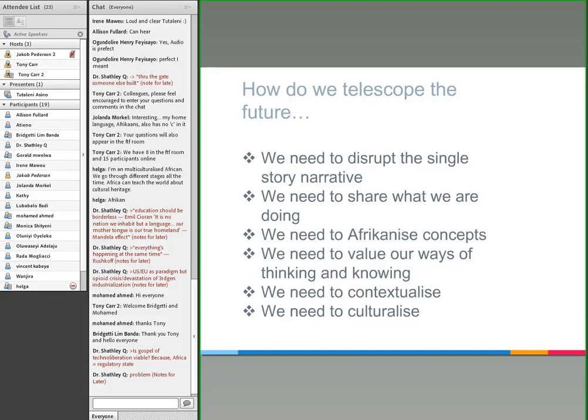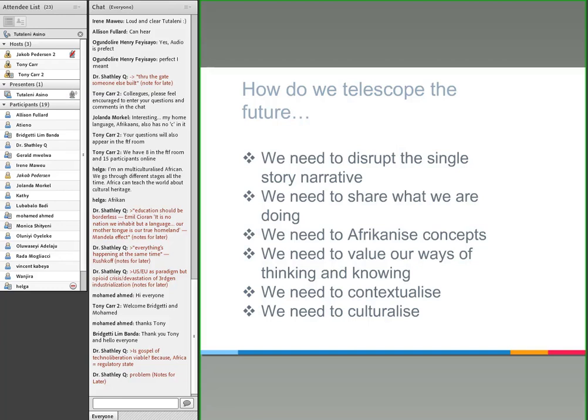So as a way to sort of telescope what the future of this conversation is, I'm arguing that we need to continue to disrupt this single narrative that has dominated, by constantly sharing what people are doing and then Africanizing different concepts, because often we use a lot of the different learning theories or research theories that are out there that have not necessarily been designed for our own context, that we need to re-examine.